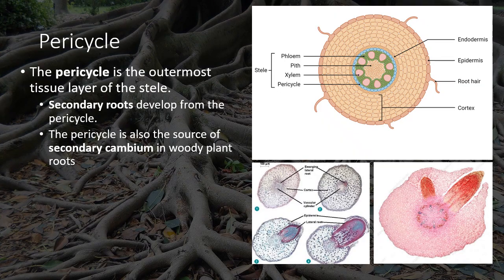So the pericycle is the outermost tissue layer of the stele. It has two main functions. The first thing it can do is develop secondary roots. If you look at this bottom left-hand image, this is a diagram showing the sequence of a developing lateral root from a willow primary root.